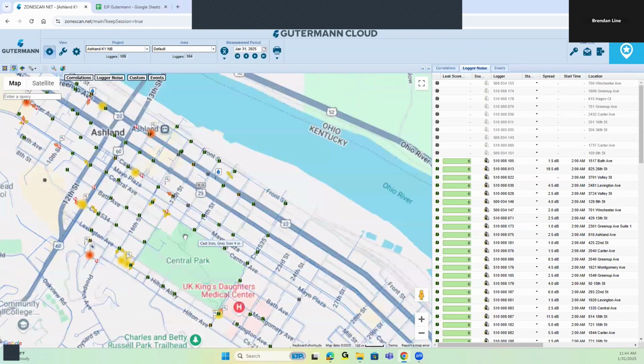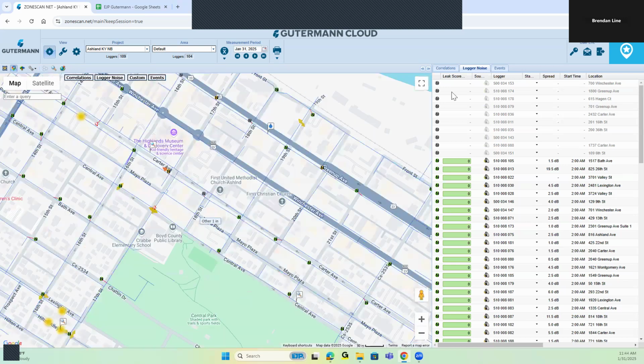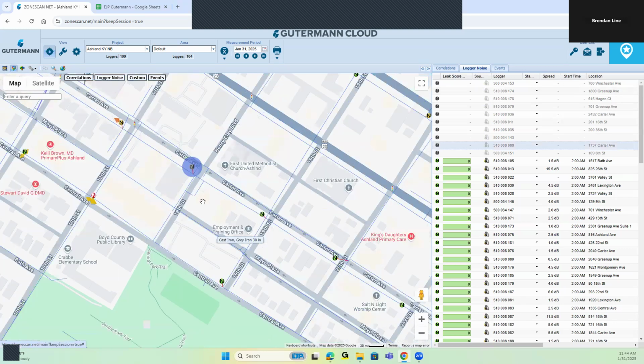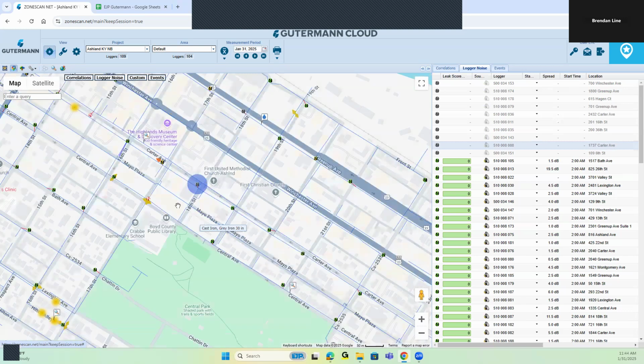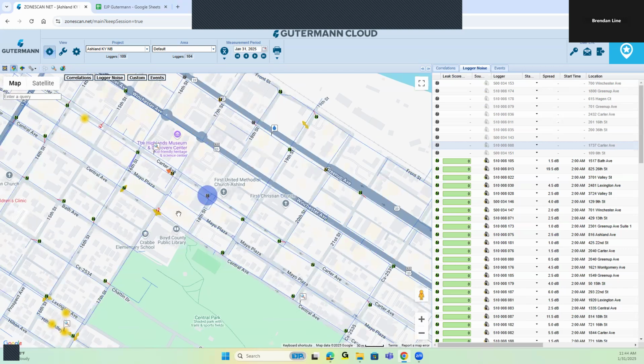Sometimes what you will notice with your logger is different colors, of course, based on the leak score value, but sometimes you'll notice a gray color of a logger. So we're going to talk a little bit about what that means and how to use maintenance to verify if it's just a one-day issue or if it's something that needs to be looked into and further investigated.